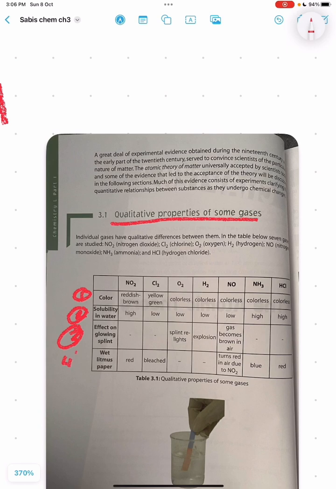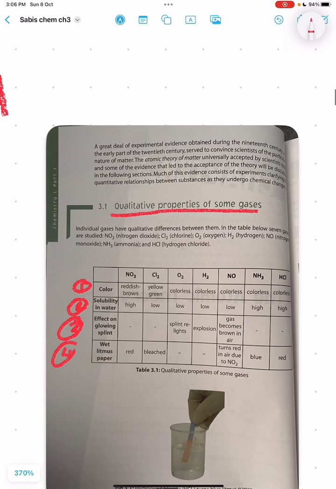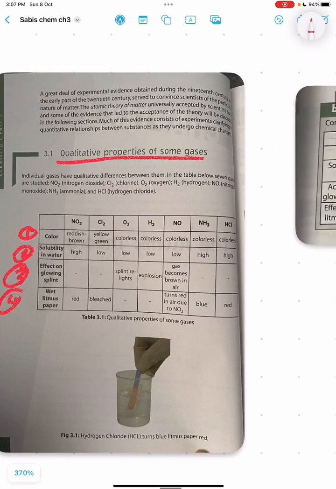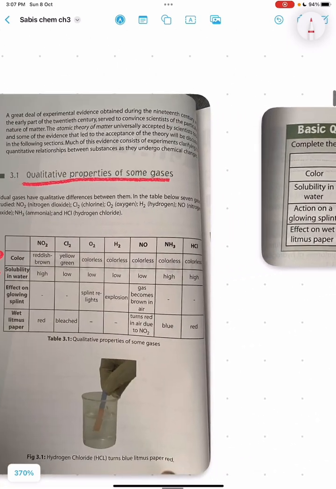And the last one is litmus paper, as it is shown in this figure 3.1. This is the litmus paper. We can use it to distinguish gases or other substances such as acids and bases. You'll take this in later chapters as well, but you know that we can use it to identify something. Let's have a look at this table, which you should memorize because you get a lot of bubble sheet questions on this, and later in the basic question we'll have the same table, we'll just fill it in.